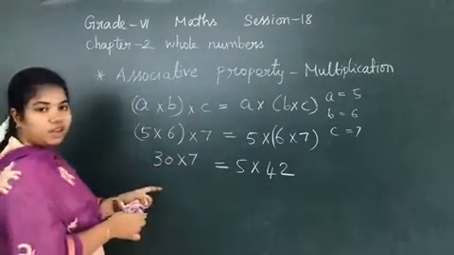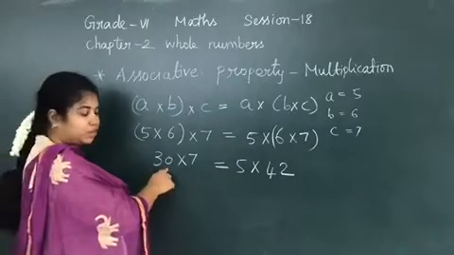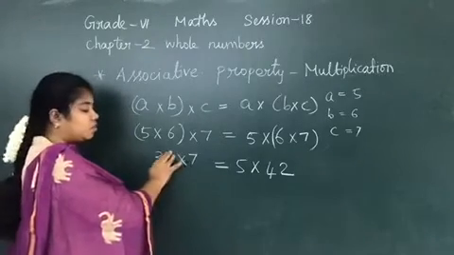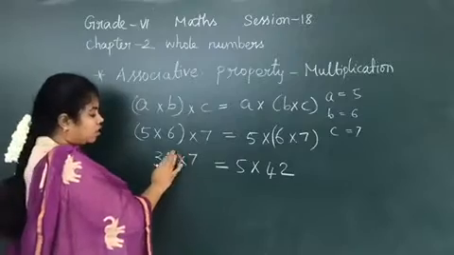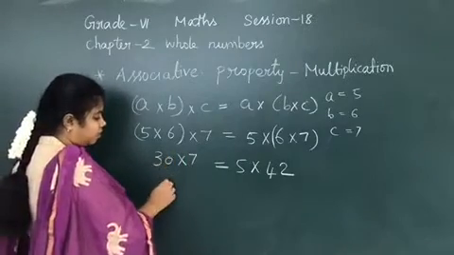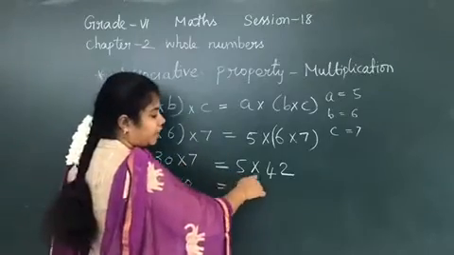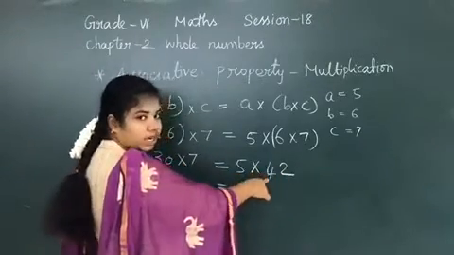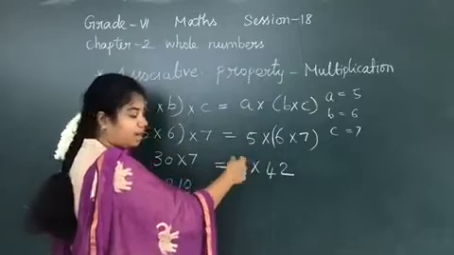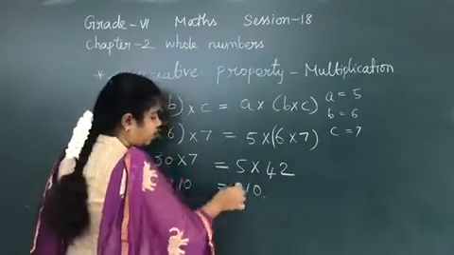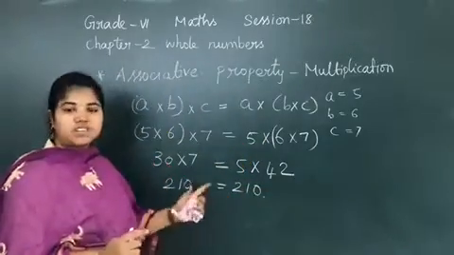Now what is 30 into 7? Already I told you, if 0 terms come, neglect the 0 terms, just multiply the numbers, then add 0. 7 into 3 is 21. I have 1 0, so it is 210. And here if you multiply, 5 2s are 10, 1 remainder, 5 4s are 20. That one if you are adding 21, so 210. So my LHS and RHS are same here.